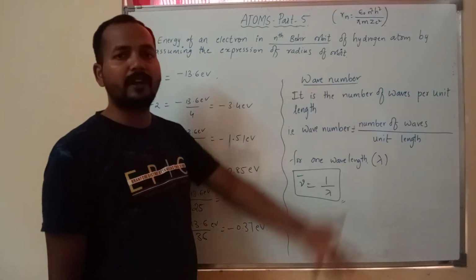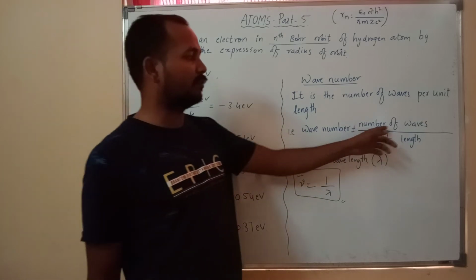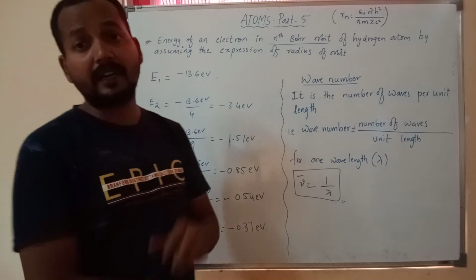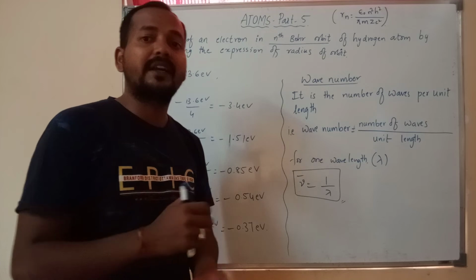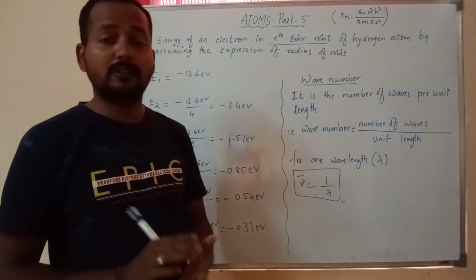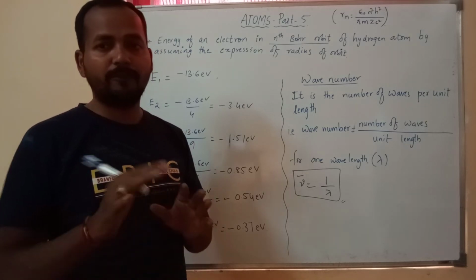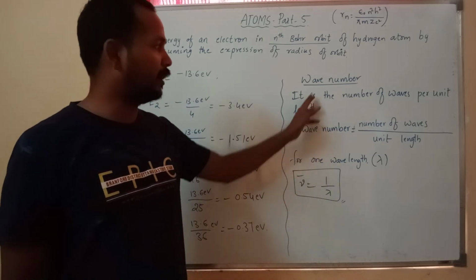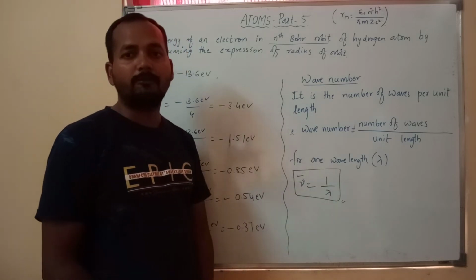Now the next concept is wave number. Wave number is nothing but the number of waves per unit length. That is, wave number is equal to the number of waves divided by unit length. What is this wave number? When an electron jumps from a higher energy orbit to a lower energy orbit, it emits radiation such as photon particles. Those photon particles have particle nature as well as wave nature. Hence, the number of waves completed per unit length is called wave number, and that can be given by: wave number is equal to the reciprocal of the wavelength.